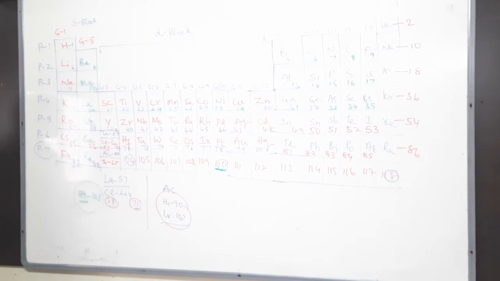Understand? So in this way you can identify the atomic number as well as the position of the element in a given periodic table.